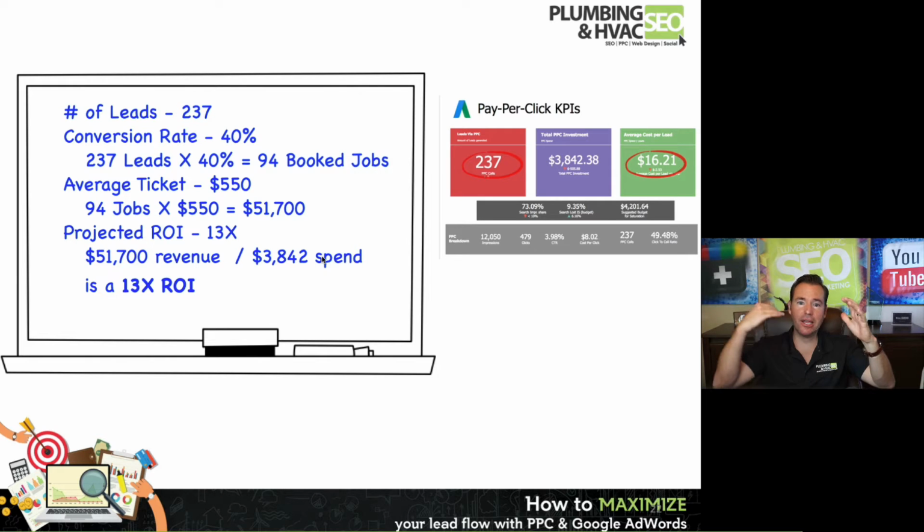So I could go through case study after case study after case study. These are the kind of metrics we look for. We want to make sure that you're not just spending money in a vacuum. You want to know how much did we spend, how many leads did we generate, how many jobs were booked, how much revenue was generated, and what's our ROI, right? Are we generating a tangible, measurable return on our investment? And if so, then we can continue to ratchet it up.